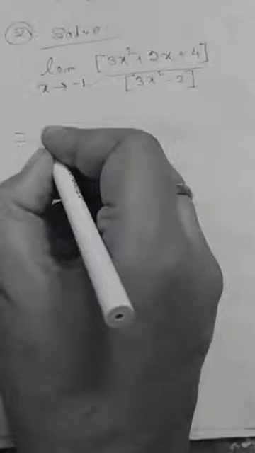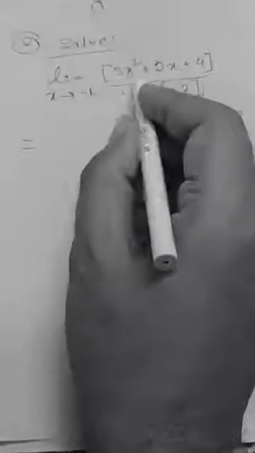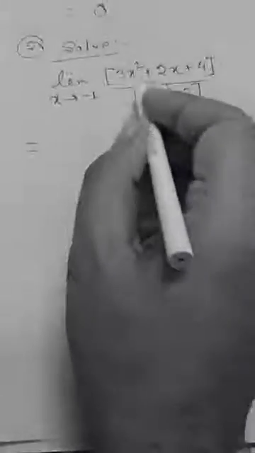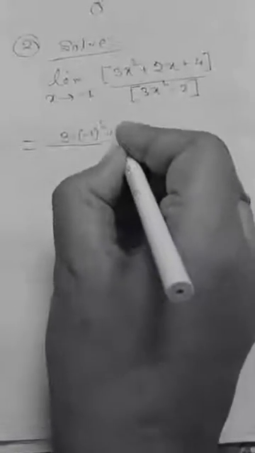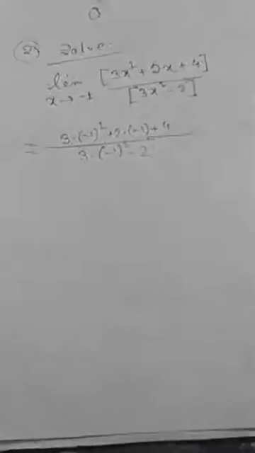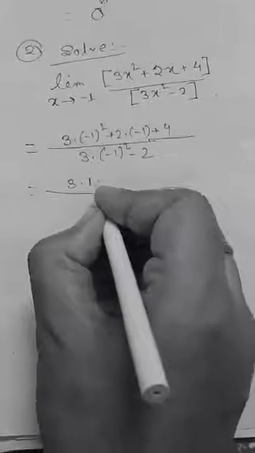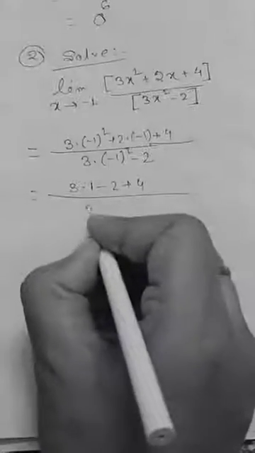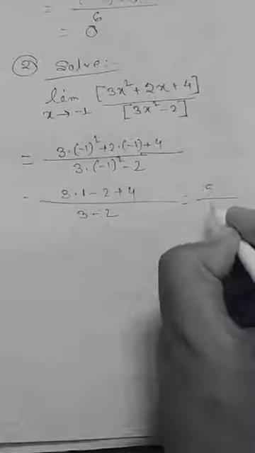Now we solve this problem. Here we see that x tends to minus 1. So now we put x is equal to minus 1 in here. This is equal to 3 into (minus 1) whole square plus 2 into minus 1 plus 4, and by 3 into (minus 1) whole square minus 2. The value is 3 into 1 minus 2 plus 4 and 3 minus 2. 5 by 1 is equal to 5.